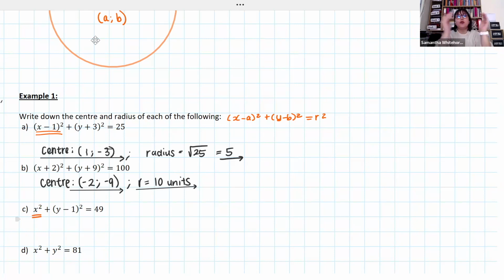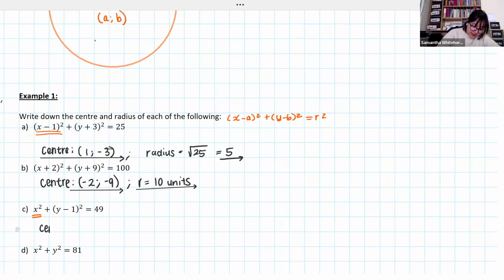Okay, so if there is no bracket with an x minus or a binomial containing x, all this means is that your circle's x coordinate is at 0. So basically the center will lie on the y-axis. I had to second guess myself there.